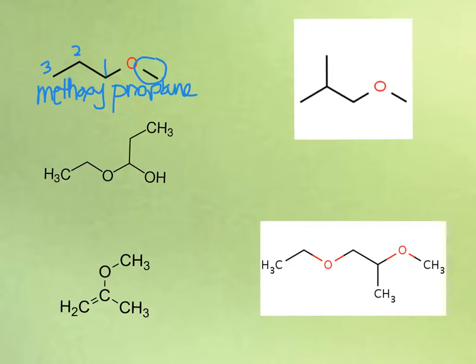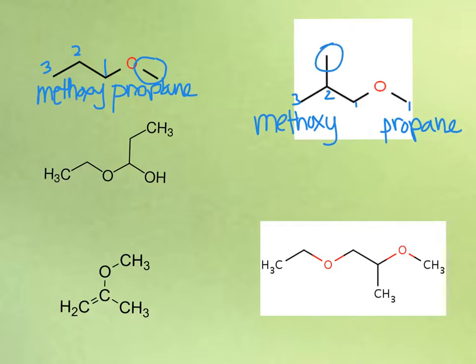Over here on the right, shorter chain again is just a 1 carbon group, so that's a methoxy also. And we have 1, 2, 3, so that's a propane as well. And on that propane, we have this single carbon branch, so we have a 2-methyl propane, so methoxy 2-methyl propane.